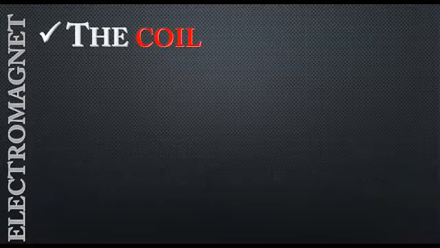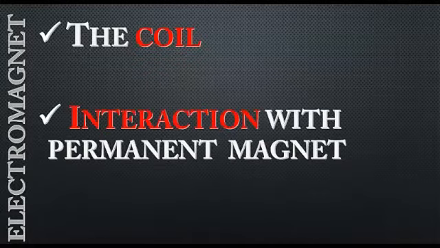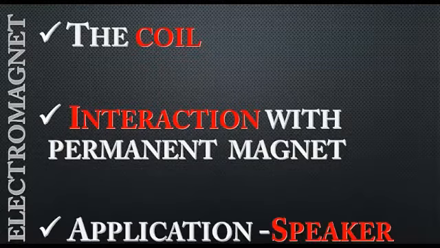current flow. In this video, the subject of the study is a coil of wire. We are going to see how a normal coil of wire is turned into a magnet. And then we are going to look at the interaction of the coil with a permanent magnet. Finally, towards the end of the video, we are going to look at one application of electromagnets. We are going to show you the basic construction of a speaker.